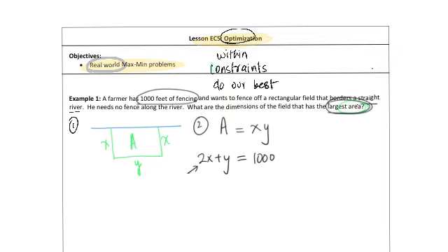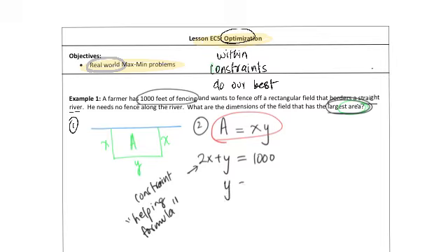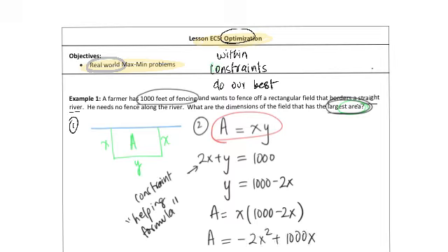This is a formula coming from the constraint, and I kind of call this a helping formula in that it's going to help you rewrite the optimization formula using only one variable. So in this case, I can eliminate y from my A formula by saying, well, y has to be 1,000 minus 2x. And so then the area formula becomes A is equal to x times (1,000 minus 2x). So the area is now negative 2x squared plus 1,000x. So that's my area formula as a function of x.